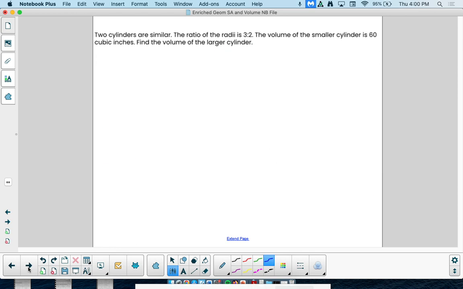Two cylinders are similar. The ratio of the radii is 3 to 2. The volume of the smaller cylinder is 60 cubic inches. Find the volume of the larger one. If it helps you, give yourself a little visual: 1 cylinder, 2 cylinders.